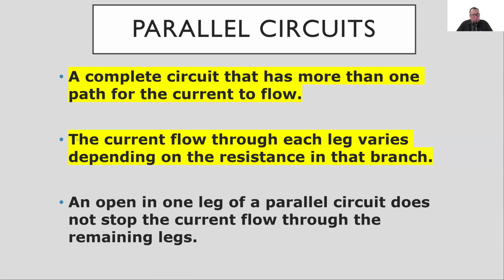The other important thing to note here is the current flow through each leg varies depending on the resistance in that branch. On a parallel circuit, each branch is called a leg or a pathway, so to say. The resistor in that specific leg will determine the amperage. Remember, the amperage does the exact opposite of the resistance. Resistance goes up, amperage goes down; amperage goes up, resistance goes down.